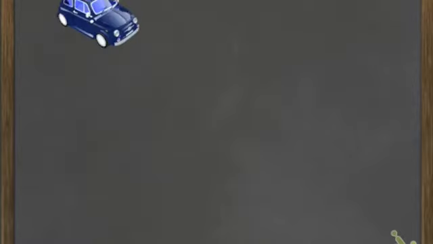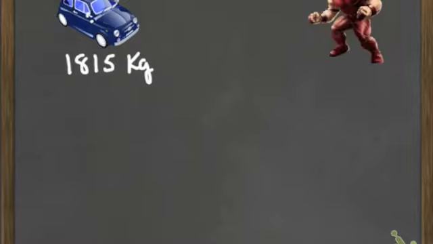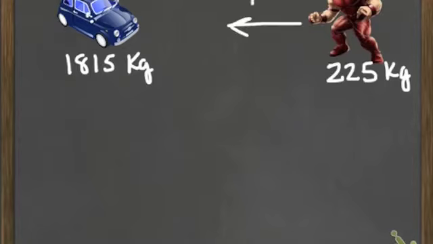If I have a car with a mass of 1,815 kilograms, and I have the juggernaut, and his mass is 225 kilograms, and the juggernaut is traveling at 15 meters per second towards the car, and the car is not moving, what's going to happen? I think you all know that the juggernaut's basically going to cream the car and take it out, and it's going to keep moving to the left, right? He's just going to smash into the car and shove the car out of the way. So let's figure out what that would look like mathematically.